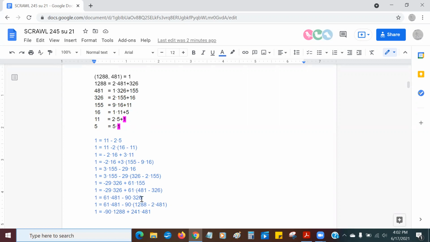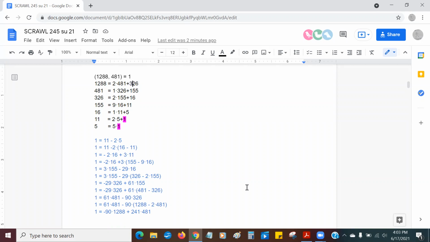And now I have a 326 right over here, which I substitute for, based on this guy, 1288 minus 2 times 41. And now I just multiply out the parentheses, and I get my final answer that 1 is equal to negative 90 times 1288 plus 241 times 481.